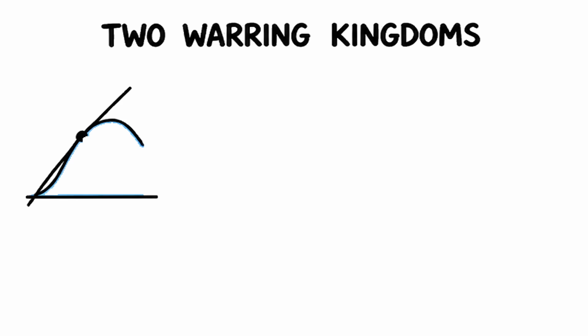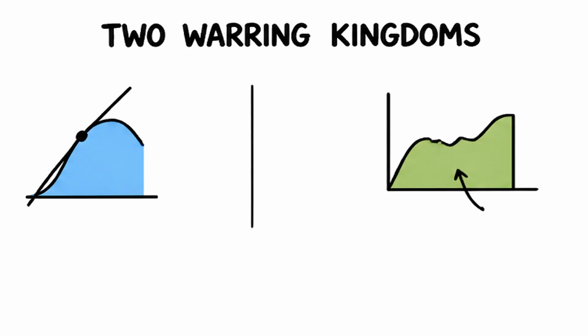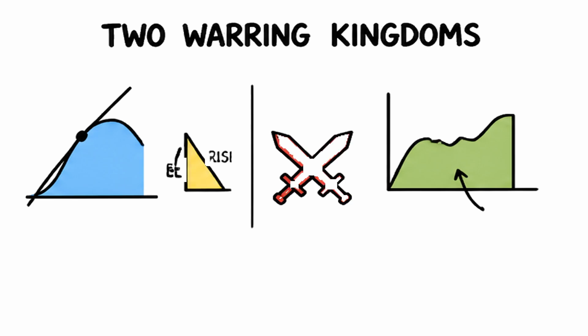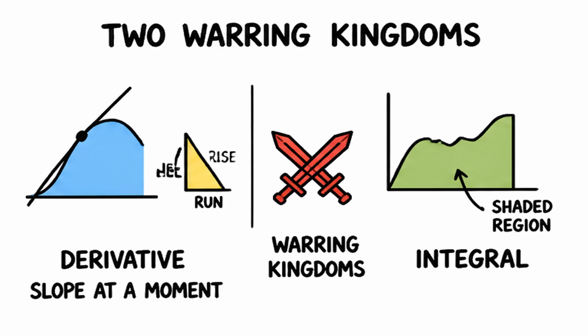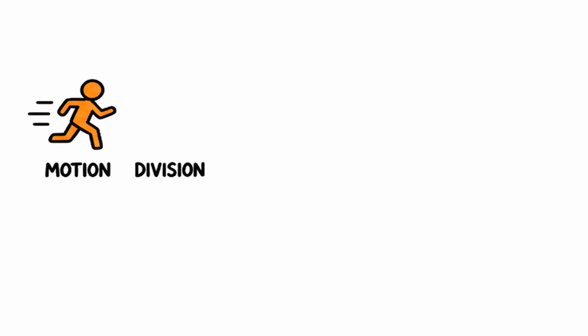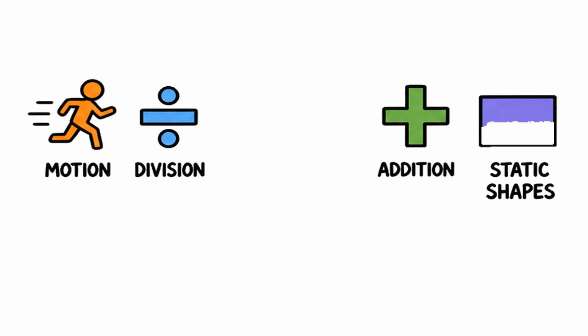Most students learn calculus as two warring kingdoms. Kingdom 1 is the derivative, the exact slope of a curve at one precise moment. Kingdom 2 is the integral, the messy area trapped under a curve. One is about motion and division. The other is about addition and static shapes.